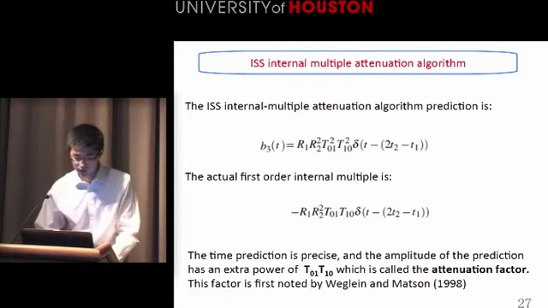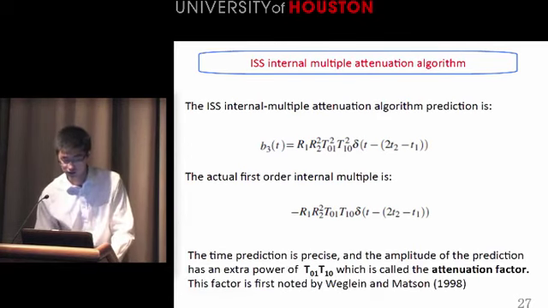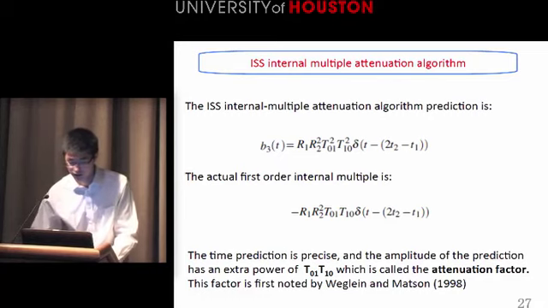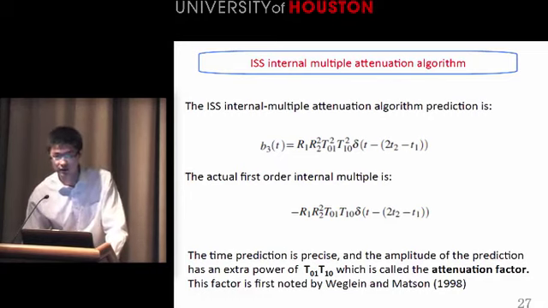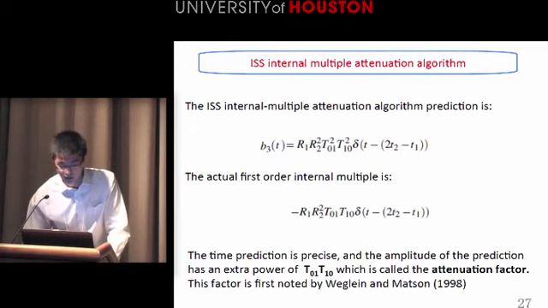And we call this extra transmission coefficient the attenuation factor. And this factor is the difference between the elimination and the attenuation. The factor was first noted by Weglein and Madsen in 1998.